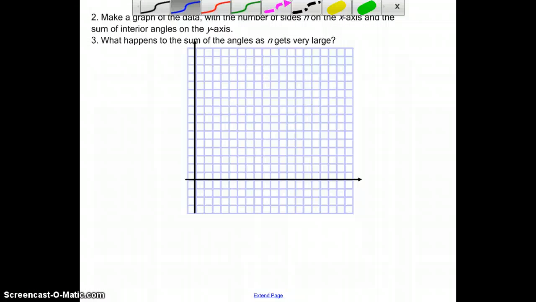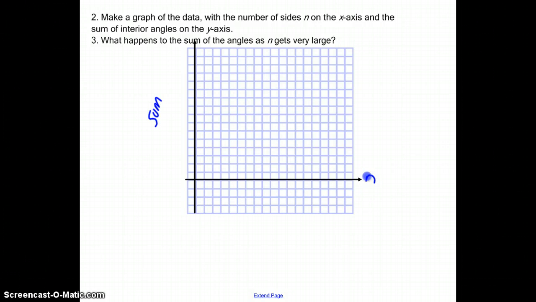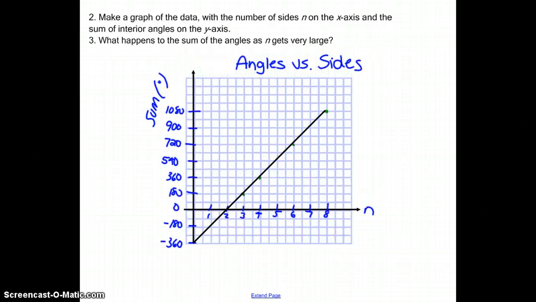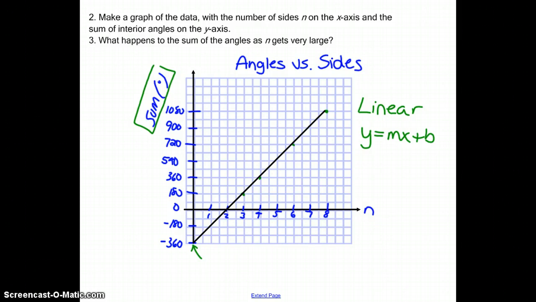So on your graph, you're going to have n as your x-axis and the sum of the interior angles on the y-axis. Make sure your x-axis is about 4 squares off of the bottom. And go ahead and graph this information just like we did in chapter 1. Alright, so once you've got it drawn, it should look something like this. And notice that this graph is linear. So when it's linear, we have an equation that is y equals mx plus b, where b is your y-intercept, which is right there. Y here is the sum in degrees, and x is actually your n value.